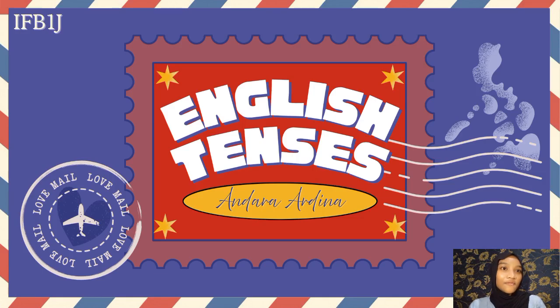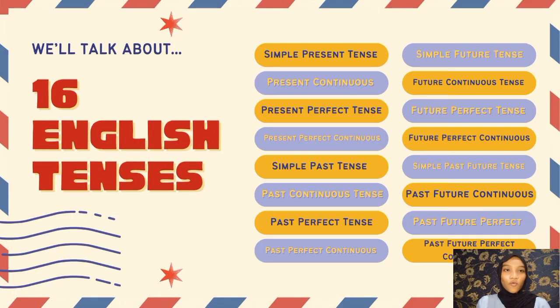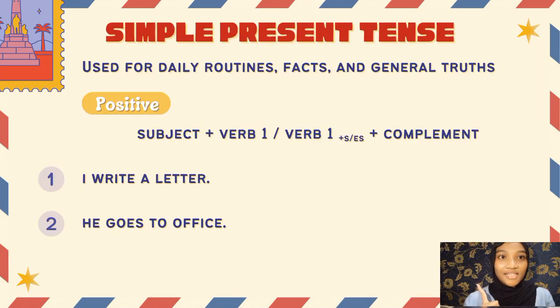I'm from IFB1J. Today we'll talk about 16 tenses in English. The first one is simple present tense. The simple present tense is used for a daily routine, a general truth, and facts.